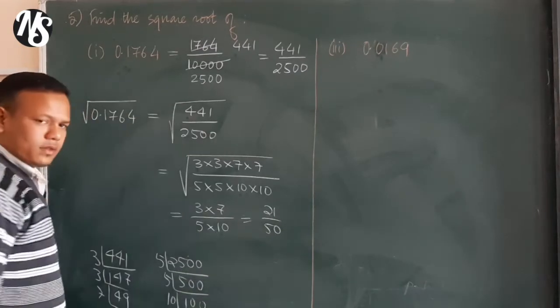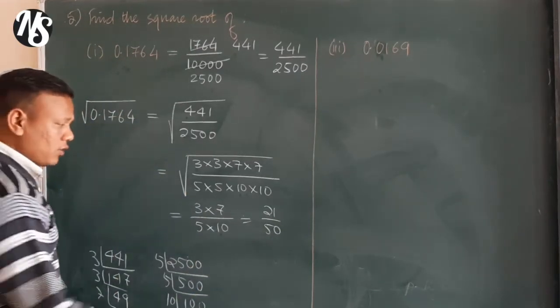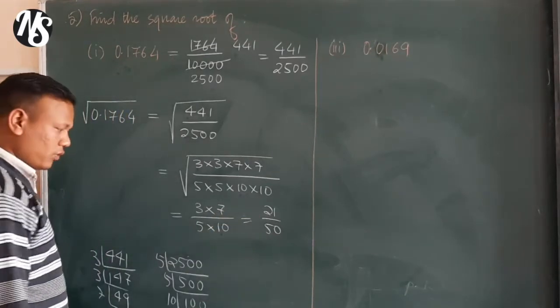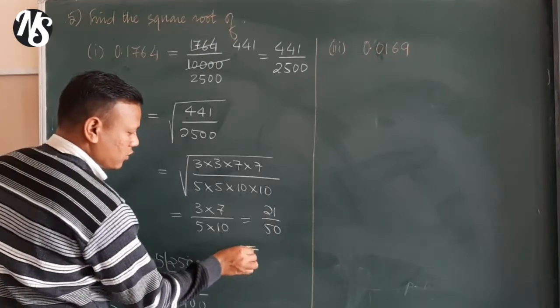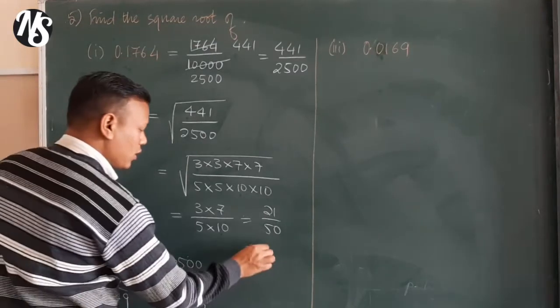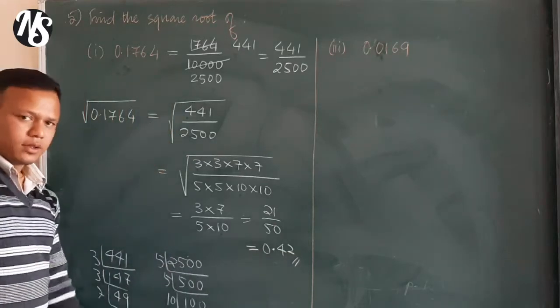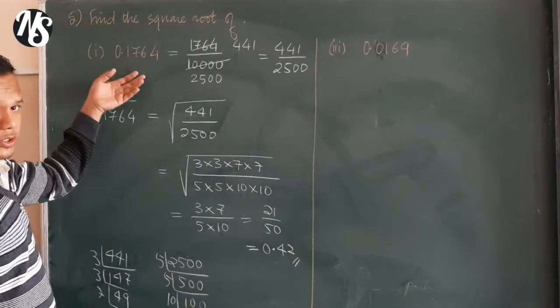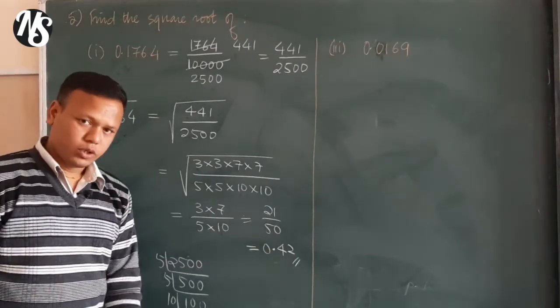Now, because my question is given in decimal, it will be better if you convert this into decimal. When you convert this into decimal, I am not showing you how to convert, you get 0.42. So this is the answer for this particular question. That means the square root of this turns out to be 0.42.